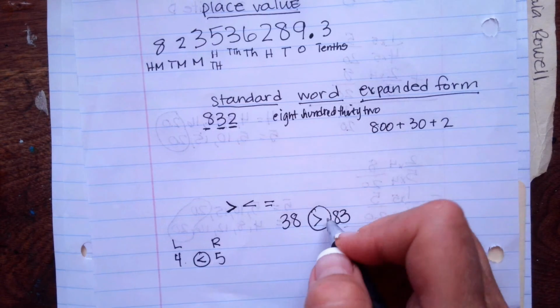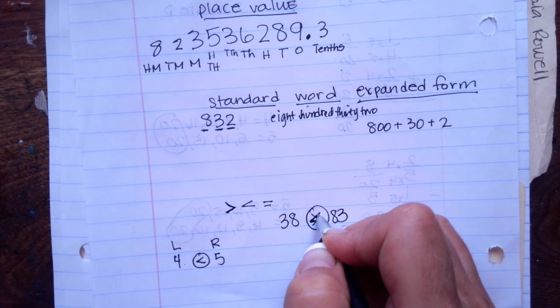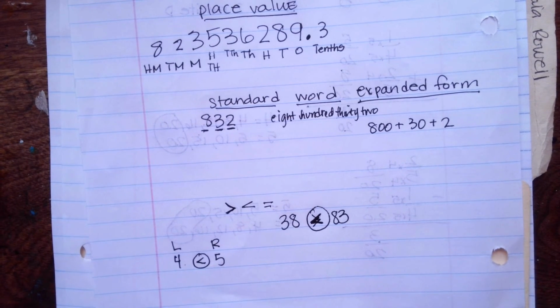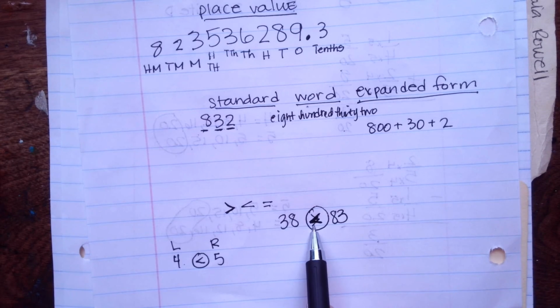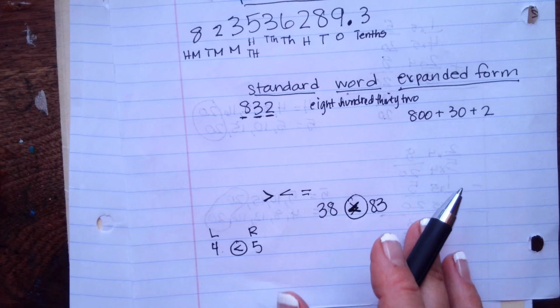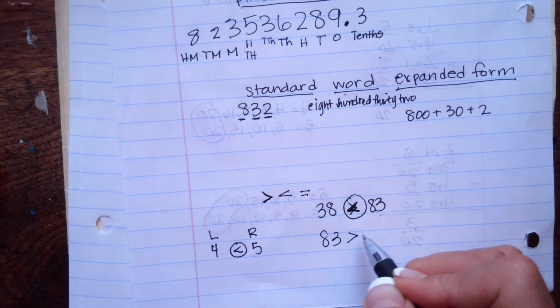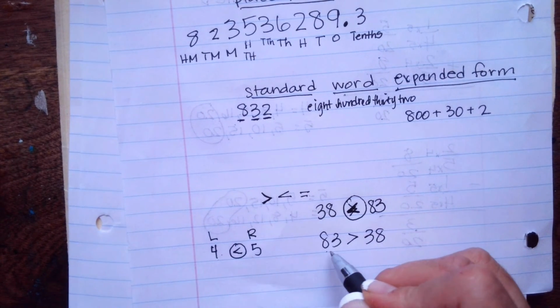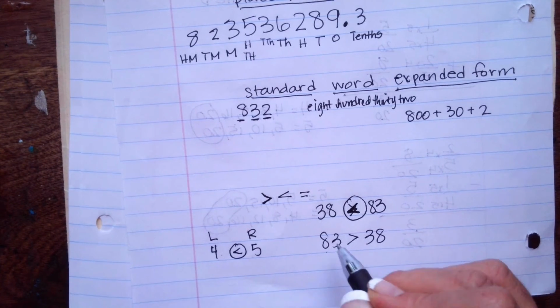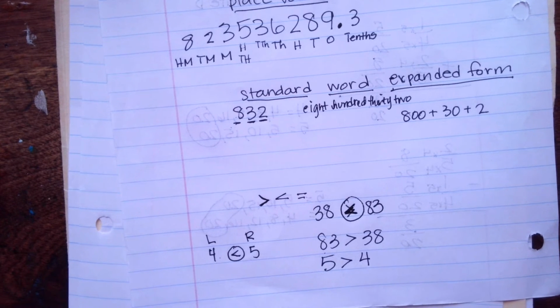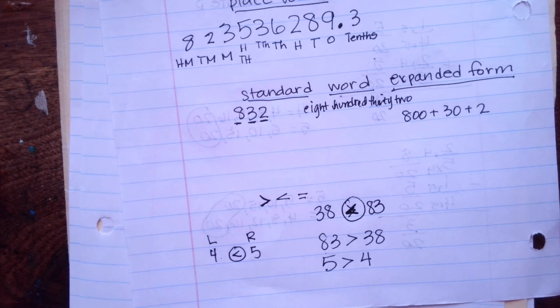Oh, I put it the wrong way. So we would read it as 38 is less than 83, and this would be 4 is less than 5. If it was the opposite, we would say 83 is more than 38, and for this one we would say 5 is more than 4. So we read it like we read a book. This is less than or more than that. Good question.